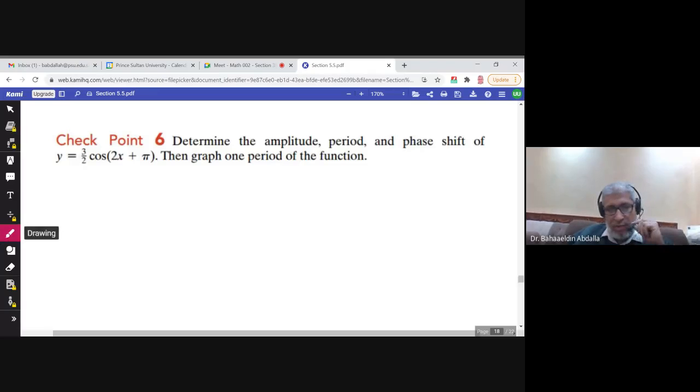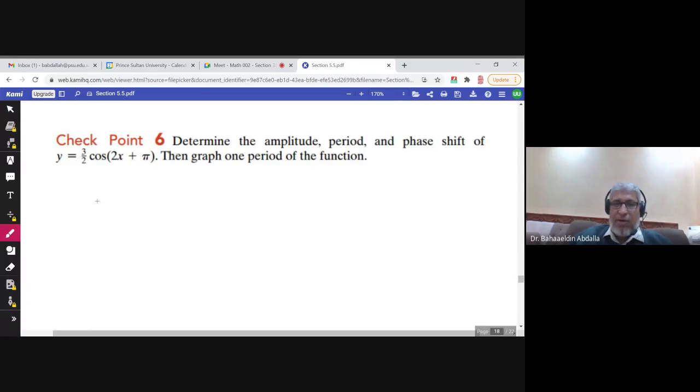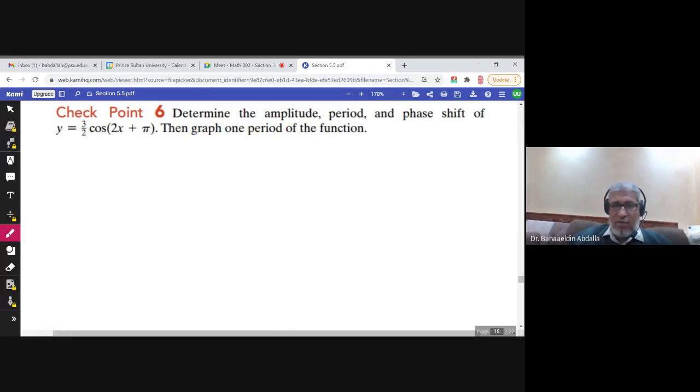Today we will solve some exercises about how to graph sine and cosine functions. Let us start with this example. Checkpoint 6. Determine the amplitude, the period, and the phase shift of this function, and then graph one period of the function.